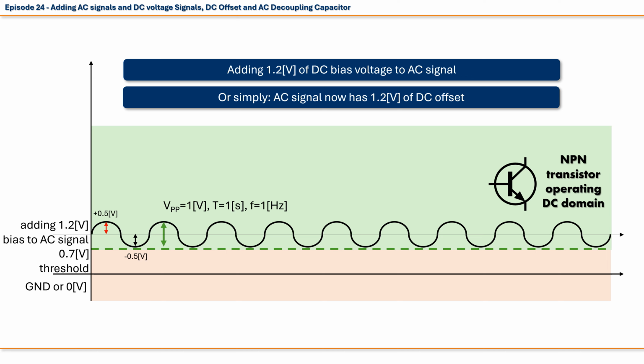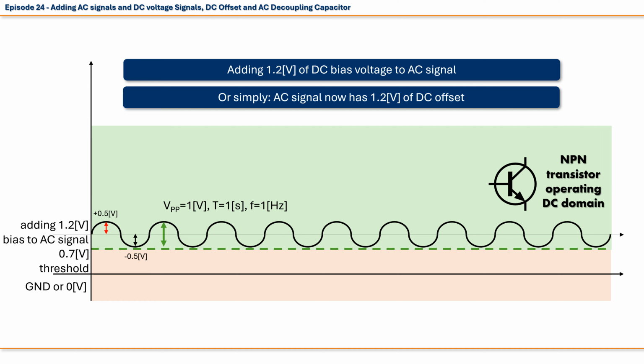Only one most important thing has changed, is that now our AC signal oscillates around a new axis, that is 1.2 volts above original 0 volts or ground axis. In technical terms we say that we have added 1.2 volts of DC bias voltage to our AC signal. Or, put more simply, our AC signal now has 1.2 volts of DC offset. For technical definition, the amount of DC voltage that you add to your AC signal is called DC offset.